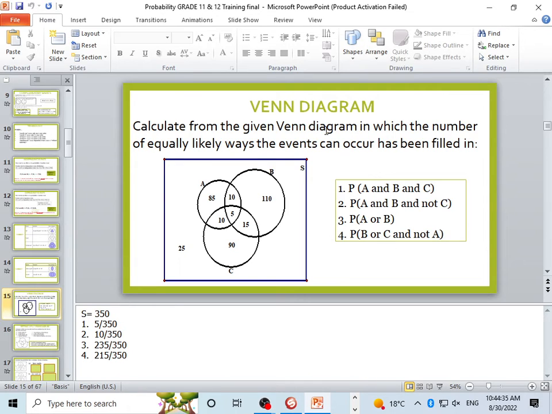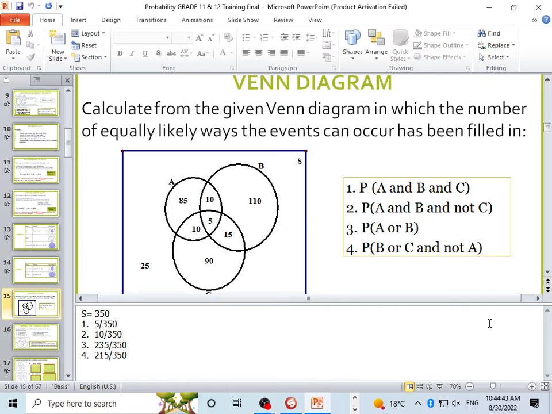Let's do this example. Can you see those numbers there? Should I try to make it a bit bigger? Don't know how to get rid of this.